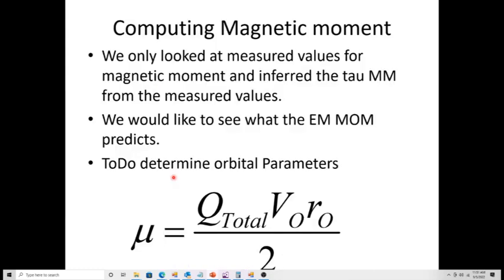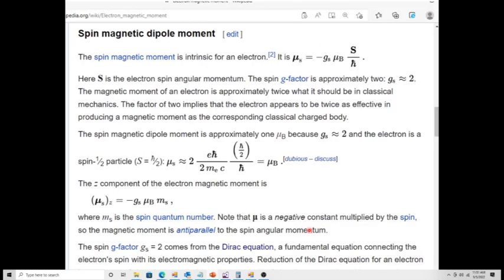Okay, now let's get back to computing the magnetic moment. Remember what we derived from our binary system. This is our magnetic moment of our binary system. But before we get into this, we're going to look at what the quantum grease monkeys say.